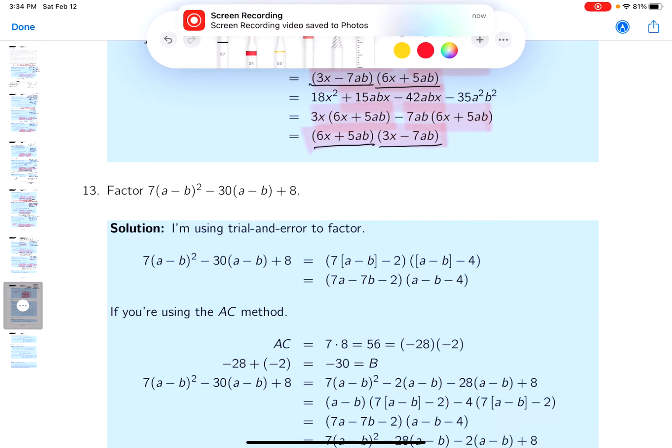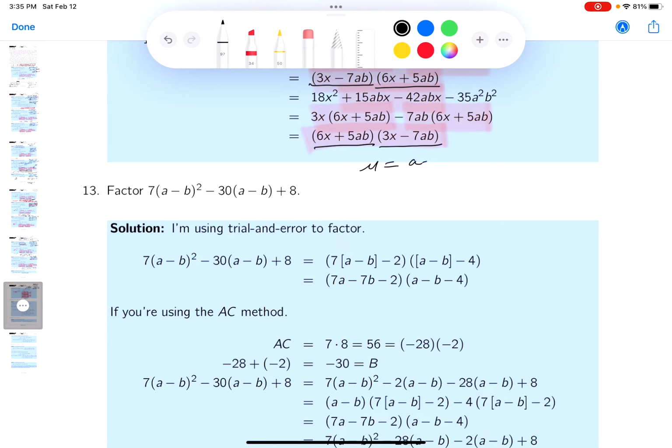Okay, this might be a distractor, but there's a factor of a minus b in the problem. And, bottom line for a lot of students, what happens is, if they make a simple substitution, like say u equals a minus b, it might become a more familiar problem to them. For example, it would be 7u squared minus 30u plus 8.